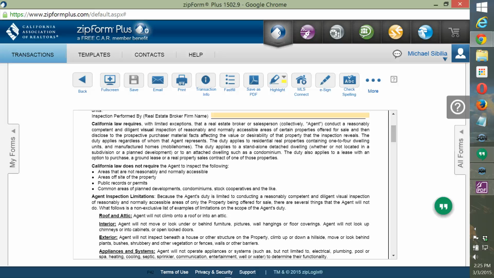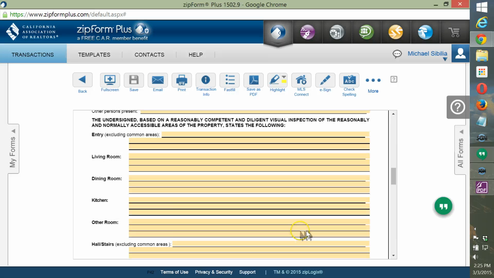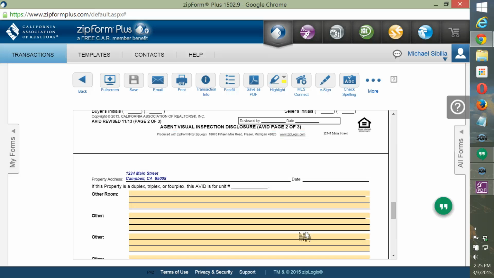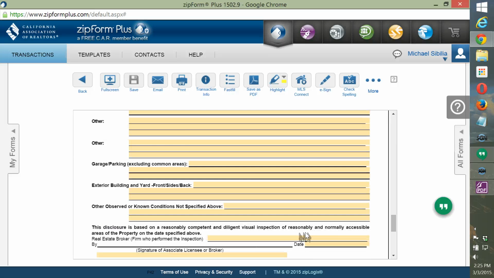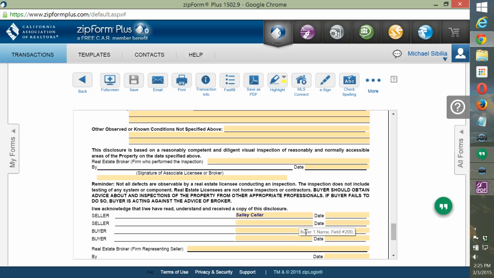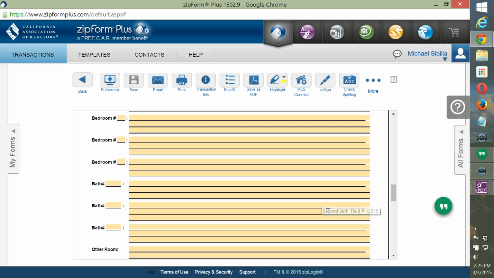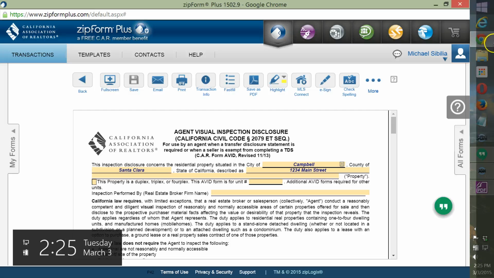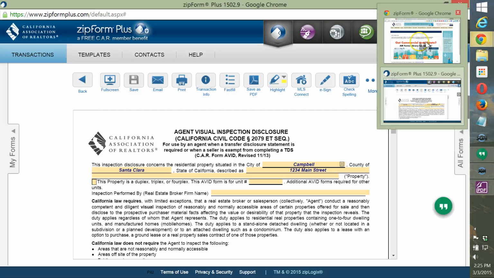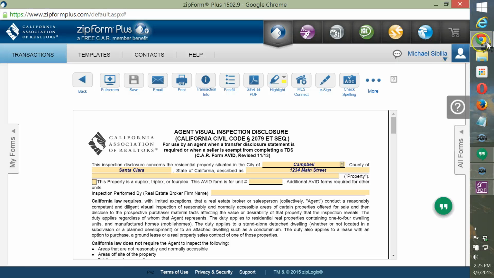7 to 10 days. Before that is when you want to do this. Then you just write down things that you see that are wrong. You sign it, date it, the seller signs it, the buyer signs it. And that's the transfer disclosure statement. Any other, the agent's visual inspection disclosure.